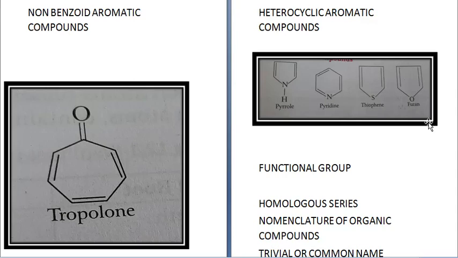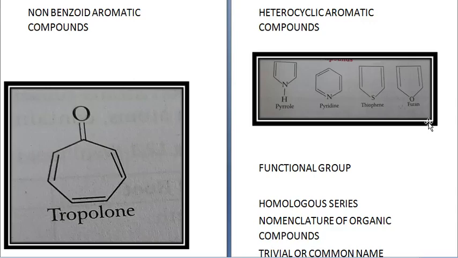Now the next term is homologous series. Homologous series is a group of organic compounds having similar structure. All members have the same functional groups, show the same chemical properties, and between two successive members there is a difference of CH2. Like methane CH4, ethane C2H6. Between methane and ethane there is a difference of CH2. Similarly, between ethane and propane there will be a difference of CH2.